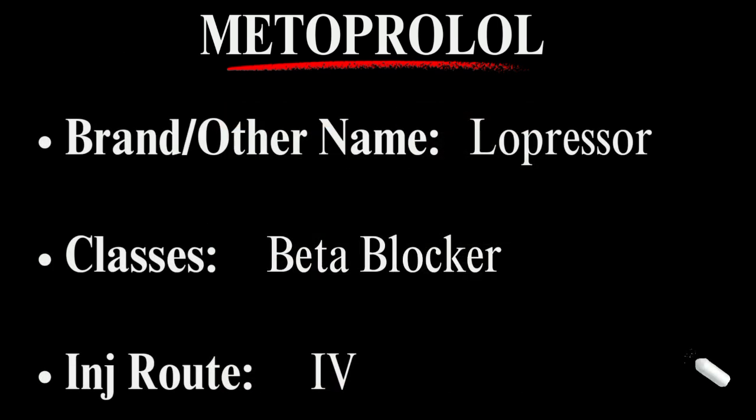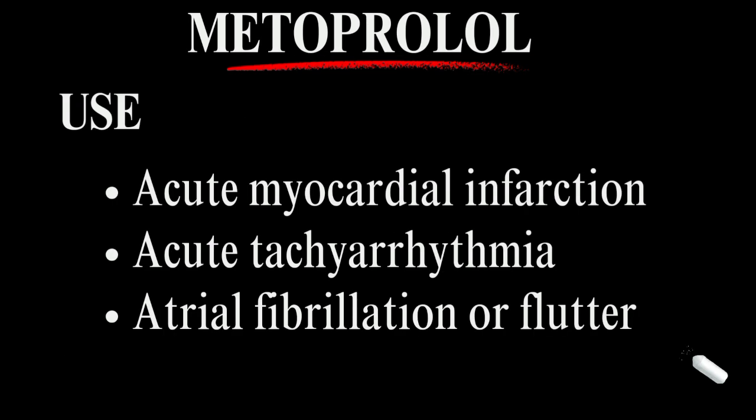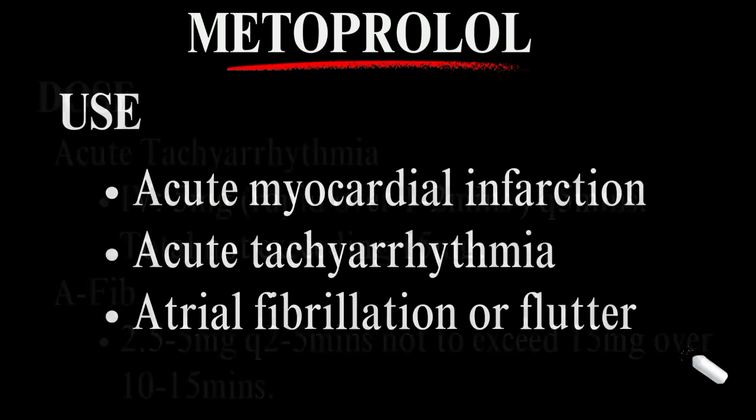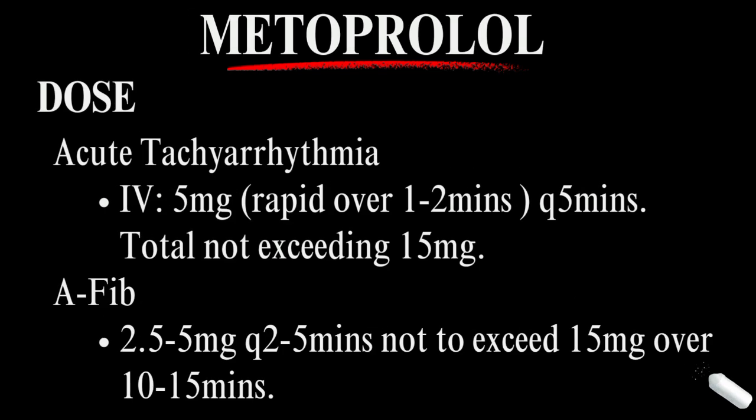Metoprolol is sold under the brand name Lopersa. It's a beta blocker and the route of administration is IV. So it's used in acute myocardial infarction, acute tachyarrhythmias, and also atrial fibrillation or flutter. The dose for acute tachyarrhythmias is IV 5 milligram as a rapid IV push over 1 to 2 minutes, and then you can give it every 5 minutes, but the total dose should not exceed 15 milligrams.